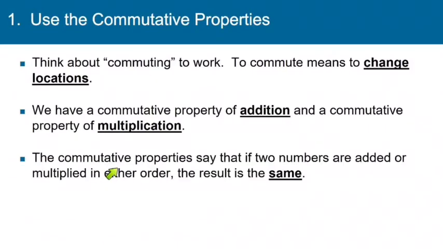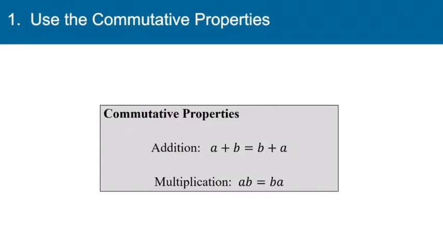And this is all the commutative properties say. They say that if two numbers are added or multiplied in either order, the result is the same. This is something you already knew. This is not news to you, I know. So here are the commutative properties. The commutative property of addition is that A plus B is equal to B plus A. You already knew that. You knew that 3 plus 5 would be equal to 5 plus 3. So you know that changing the order of the addition doesn't matter. That's all the commutative property says.